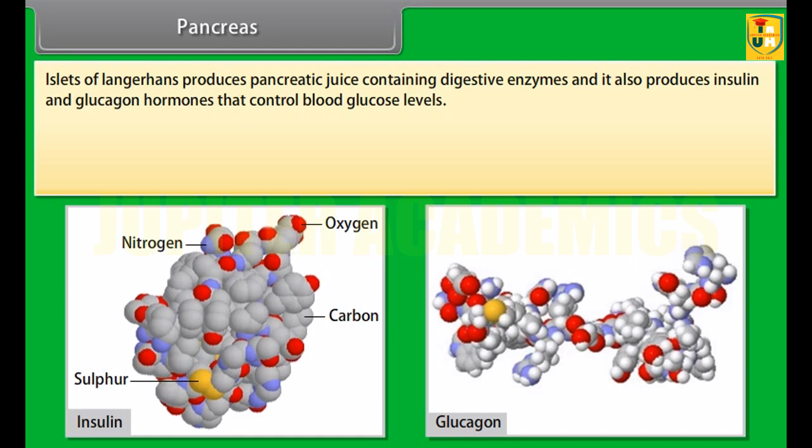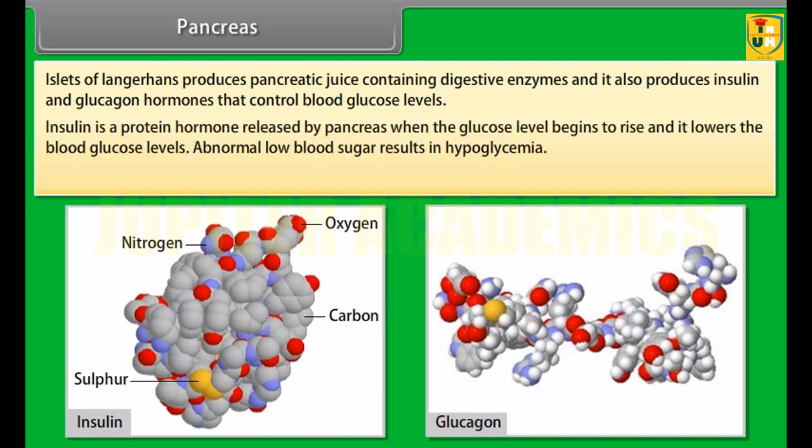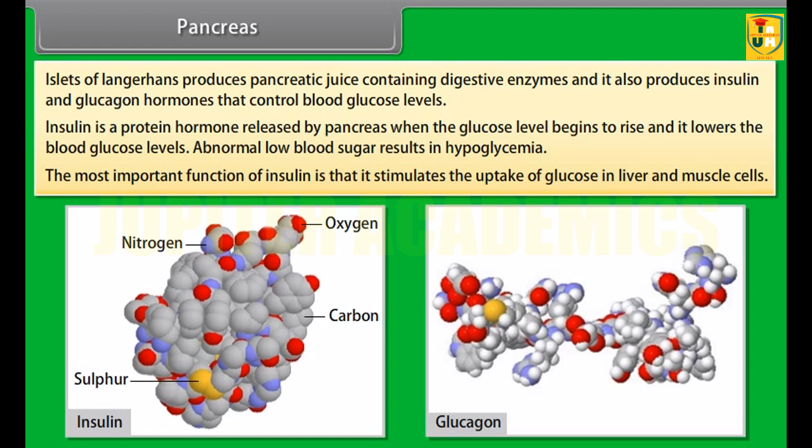glucose level. Insulin is a protein hormone released by the pancreas when the glucose level begins to rise, and it lowers the blood glucose levels. Abnormally low blood sugar results in hypoglycemia. The most important function of insulin is that it stimulates the uptake of glucose in liver and muscle cells.